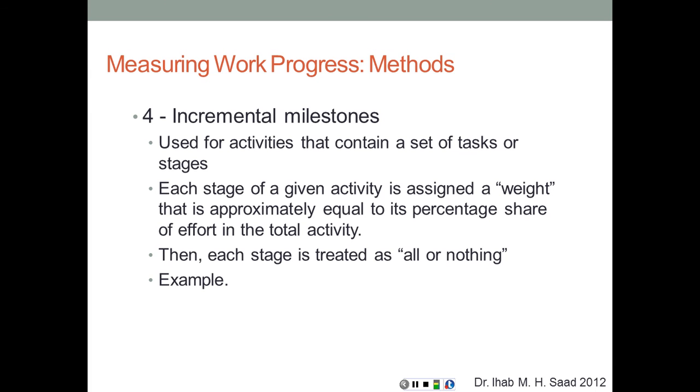So each stage of a given activity is assigned a weight that's approximately equal to its percentage share in the effort in the total activity. Then each stage is treated as all or nothing. So if the rebar is not complete, I'm going to give it a 0. If it's complete, I'm going to give it all of the 40%, which is the weight of that rebar, and so on.